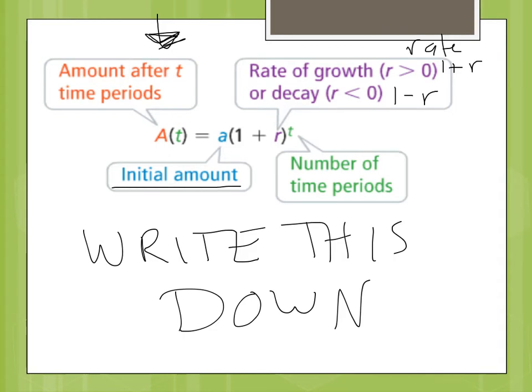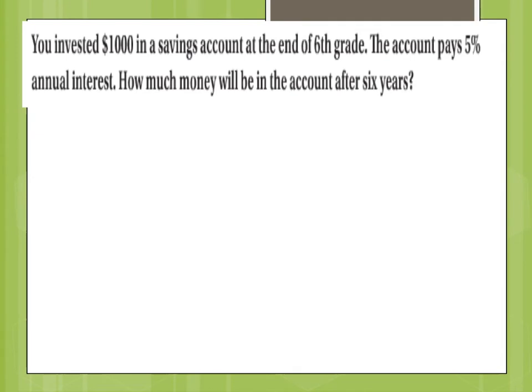A is whatever number you start off with, and T is the number of time periods, or how long it's in the situation. So now I'm going to use that formula to solve this problem. When I'm looking at this, I see 5% interest, and I see 6 years.